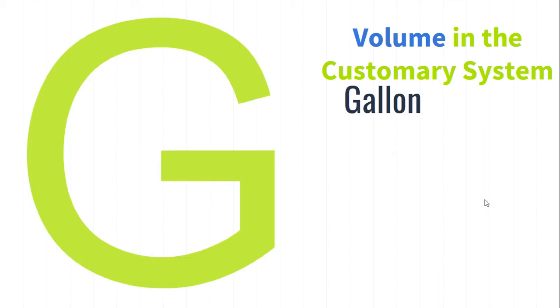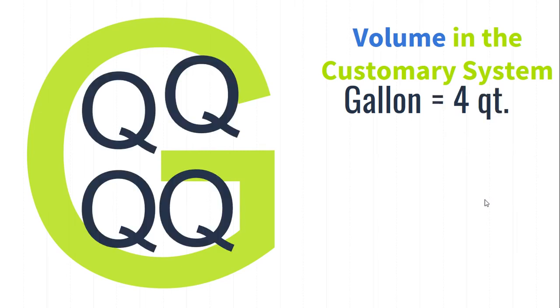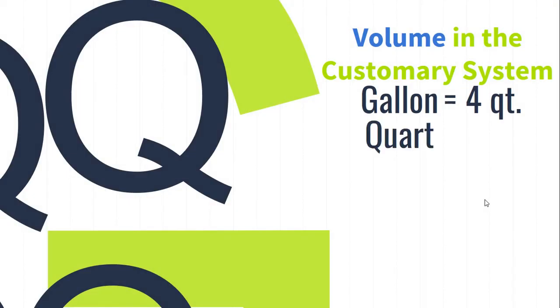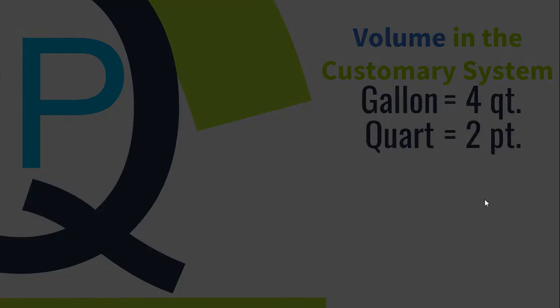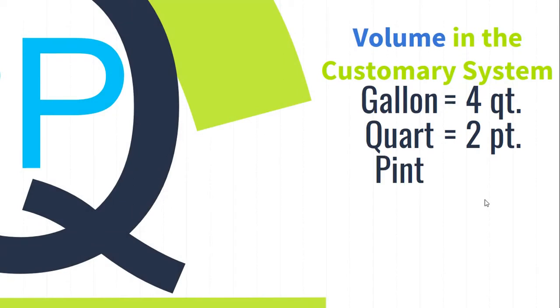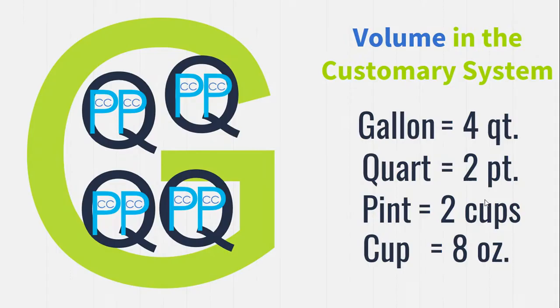Volume in the US customary system is going to look a little bit different. Our standard unit of measurement is a gallon. For every 1 gallon, we have 4 quarts. For every 1 quart, we have 2 pints. For every 1 pint, we have 2 cups. And for every cup, we have 8 ounces. So that's the conversion as we're moving through the US customary system. There's also a conversion for tablespoons and teaspoons, but we're not going to use that for our purposes today.